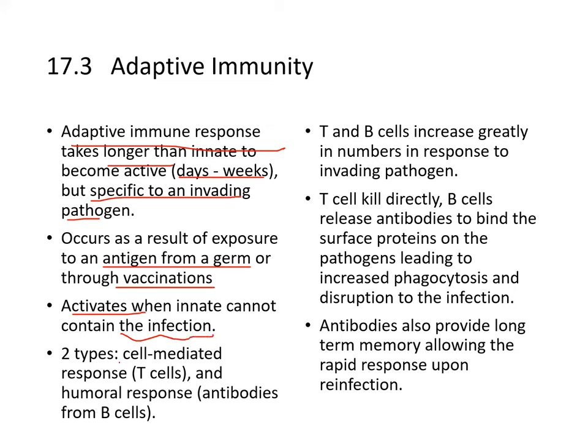There are two types: cell-mediated, T cells, and humoral response, antibodies, from B cells. So T and B cells increase greatly in number to respond to the invading pathogens. T cells kill directly. B cells release antibodies to bind the surface proteins, which leads to increased phagocytosis and the disruption to the infection. Antibodies also provide long-term memory, allowing rapid response to being reinfected.